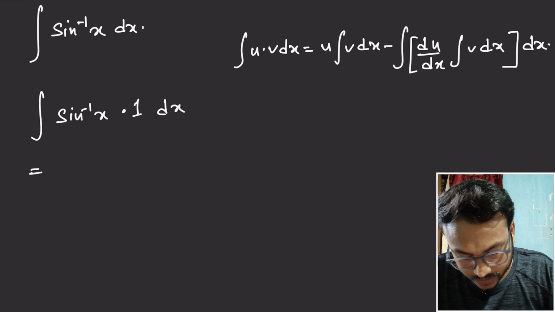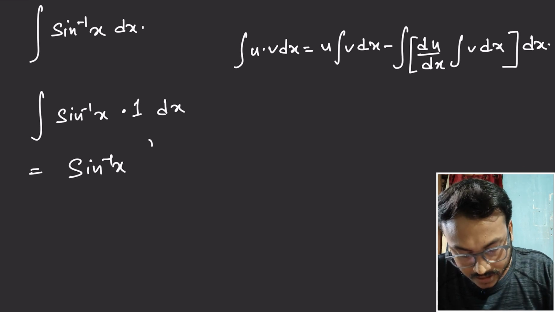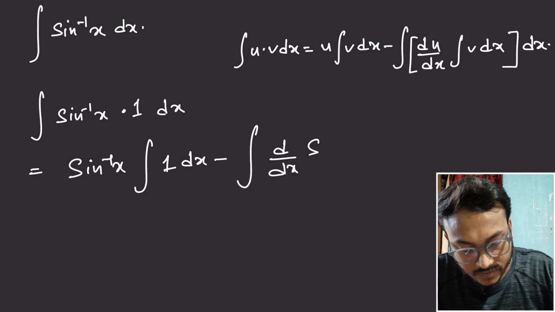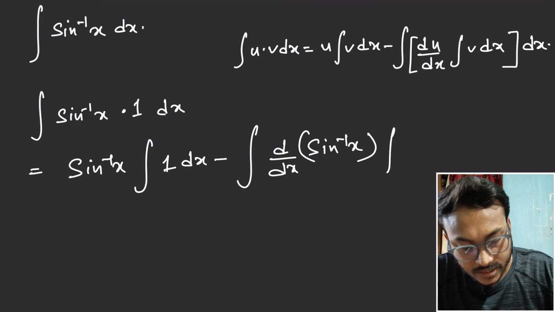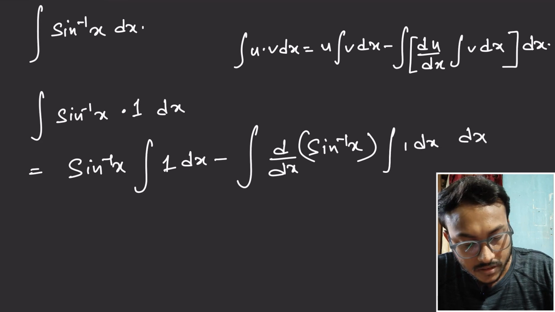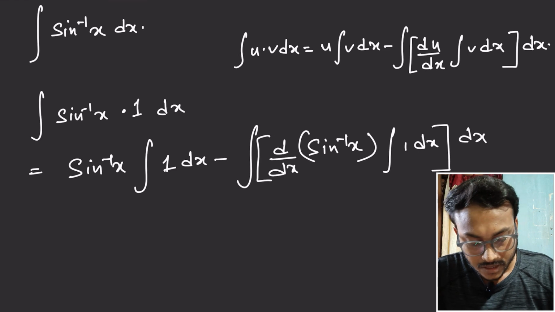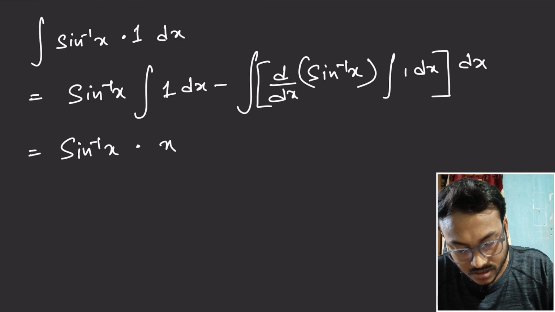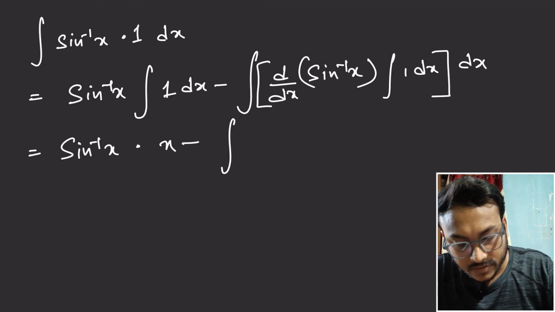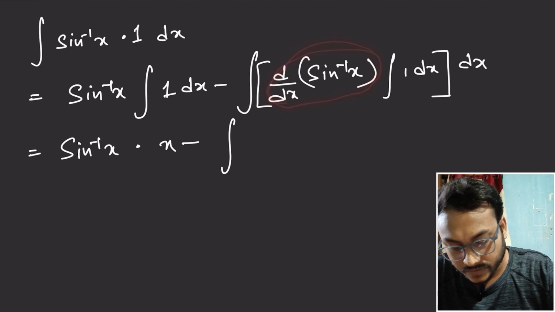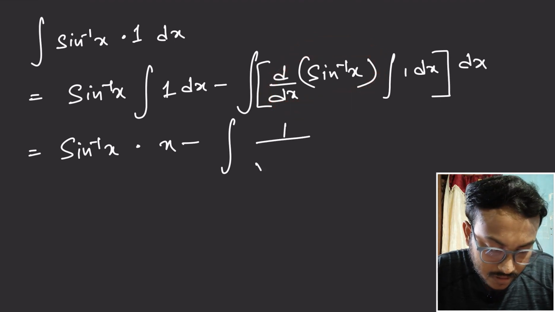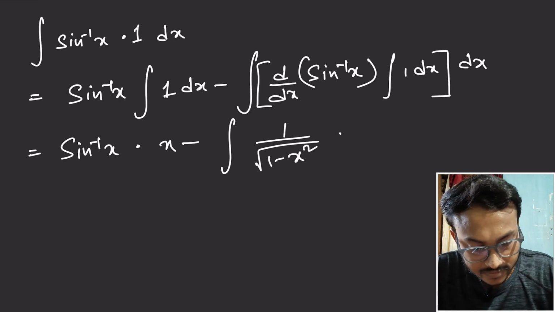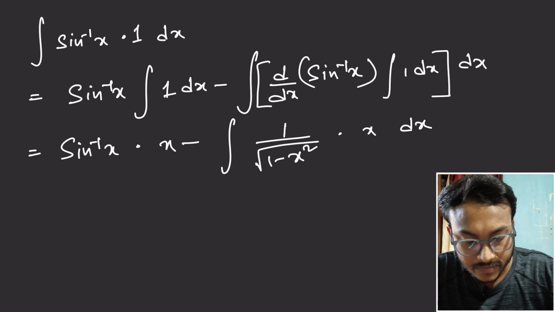So as per formula, first function, that is sine inverse x, then integration of second function minus integration of derivative of first function and integration of second function. Okay, so this is the formula. Now integration of 1 is x, so we will put just x minus integration of derivative of sine inverse x. Okay, we know derivative of sine inverse x is 1 upon under root 1 minus x square, and integration of 1 is x.